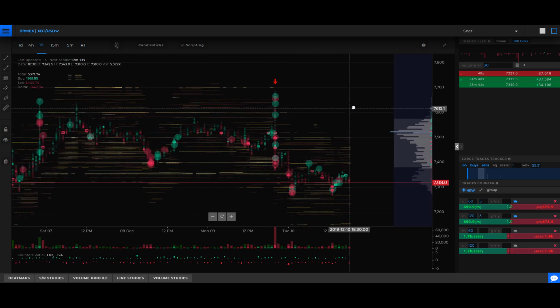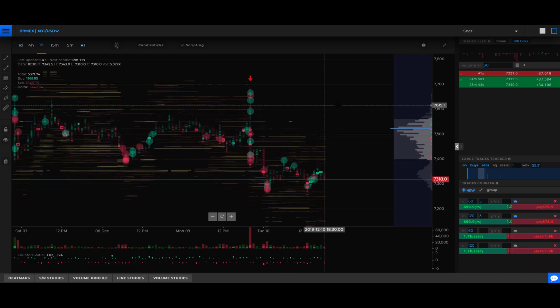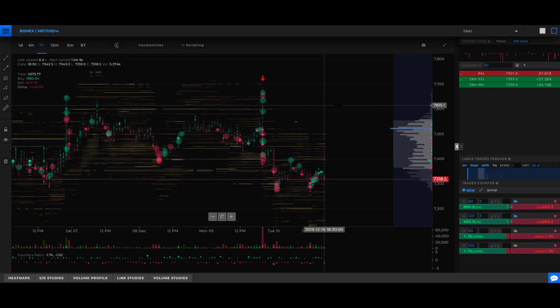So you can see what we are looking at here and what we actually want to see. We have a delta divergence signal over here, and what you can see is that after we've had the delta divergence signal, we have a volume imbalance signal as well.